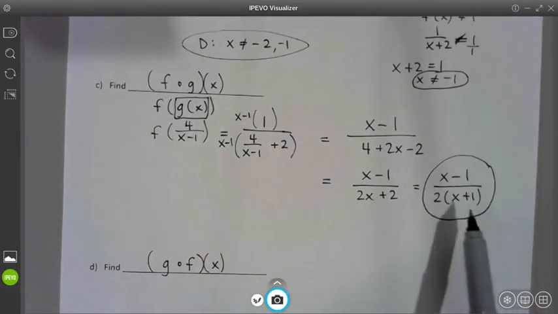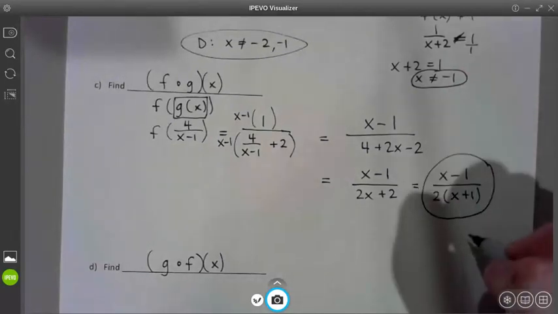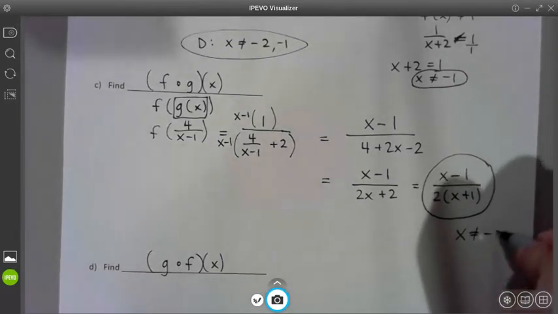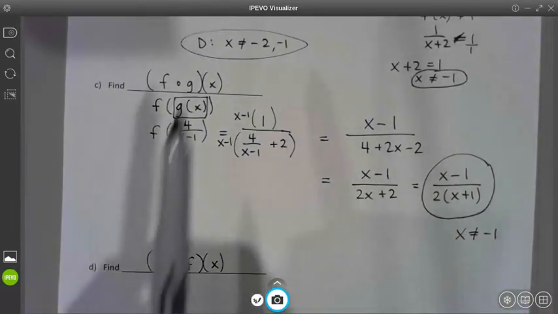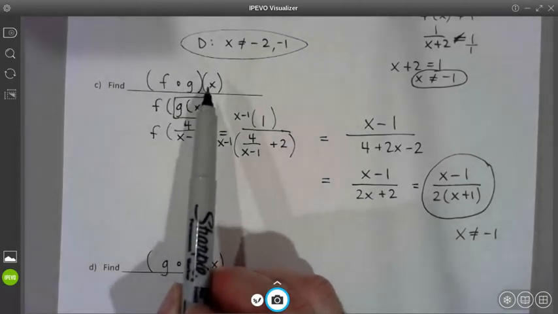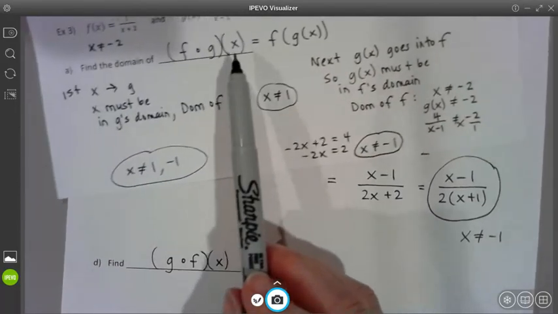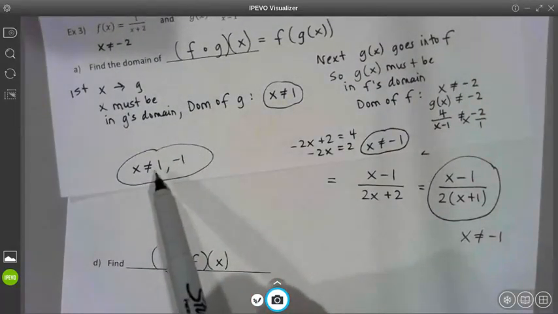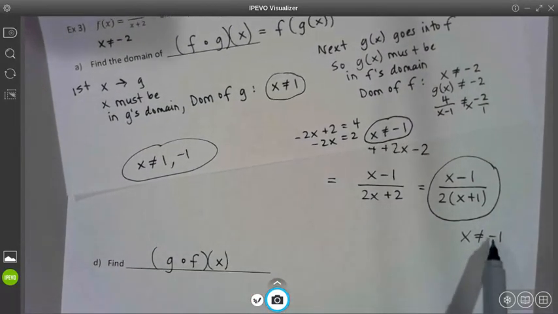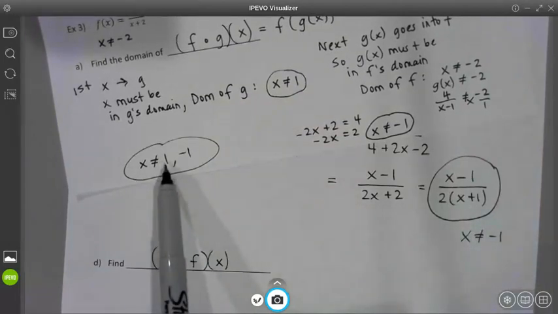And you can look right now at this function and know what you would never want to plug into it. I definitely don't want to plug in -1, right? So we definitely know that. But we already said f of g of x has a domain. Let me go back over here. The domain of f of g of x, we already said, x can't be 1 or -1. Well, we've gotten the -1 covered, but why did that 1 come into play here?